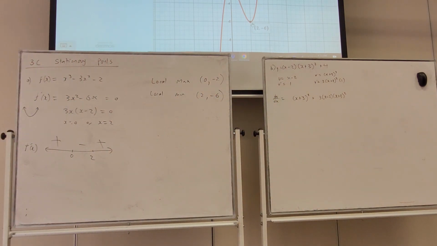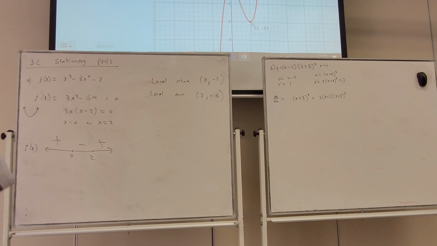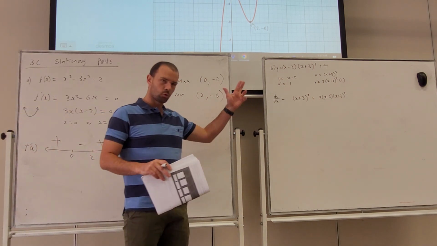And the 4, when you differentiate 4, that disappears, right? So that one's gone. Okay, so if we want to draw the sign diagram for this, it's probably much easier to have a look at our calculator. But let's talk about how we could do this manually.